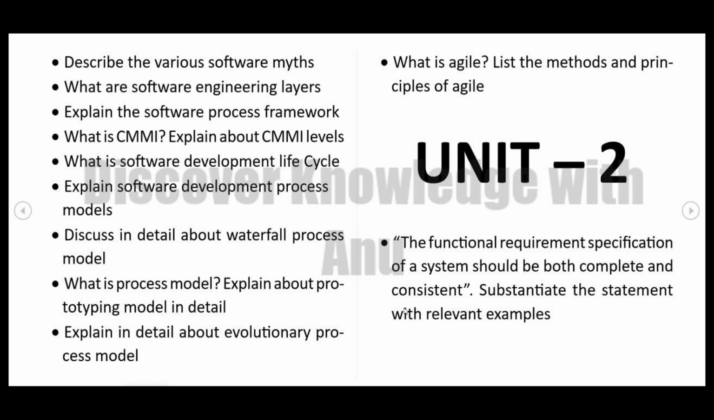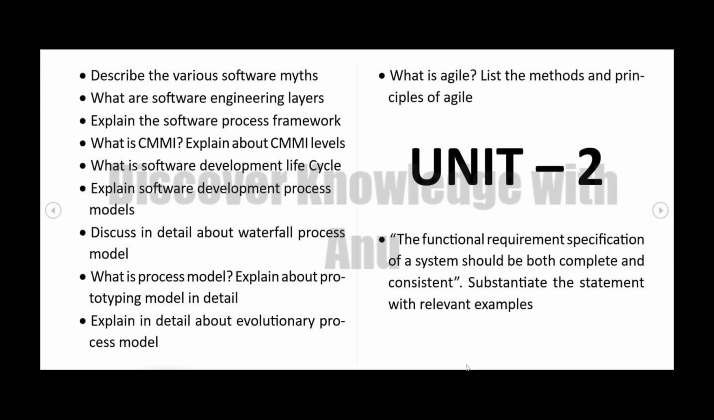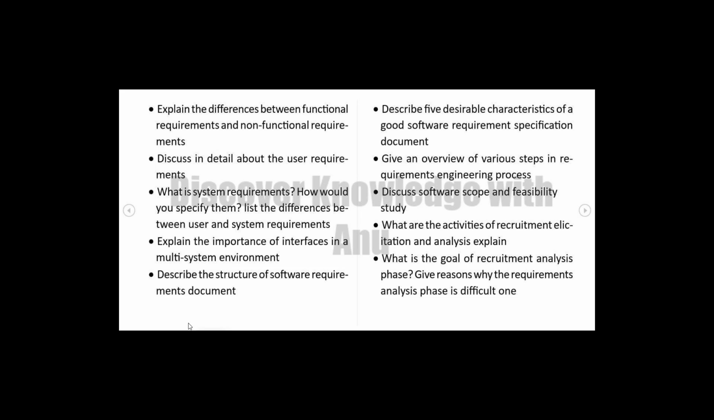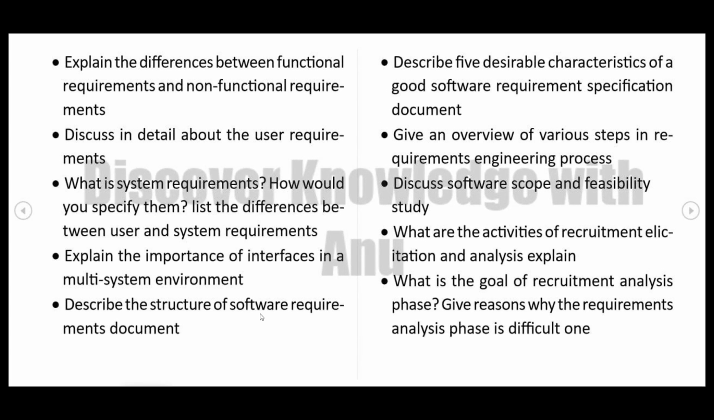And from unit 2, the questions are: the functional requirement specification of a system should be both complete and consistent, so substantiate the statement with relevant examples. Then next, explain the differences between functional requirements and non-functional requirements. So this is said to be one of the important questions from unit 2. You have to differentiate the functional requirements and the non-functional requirements.